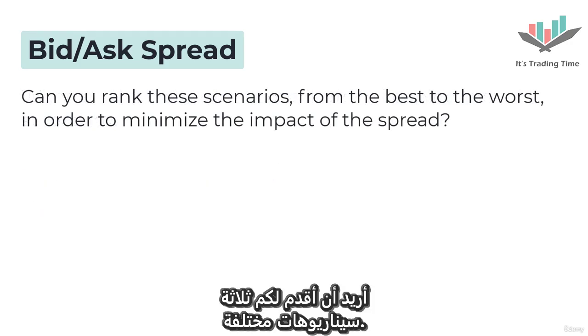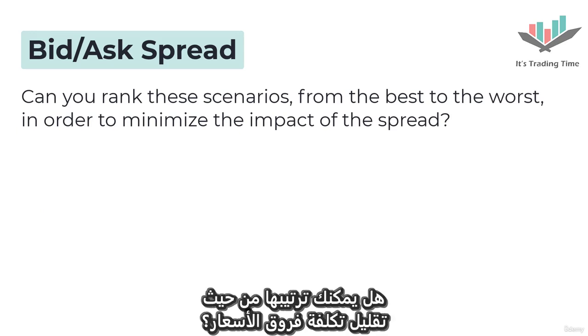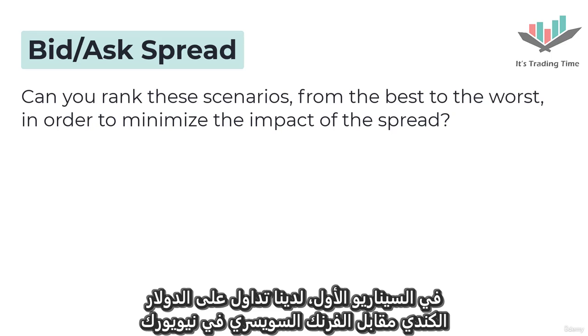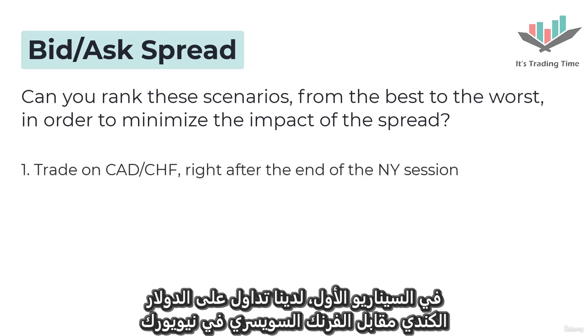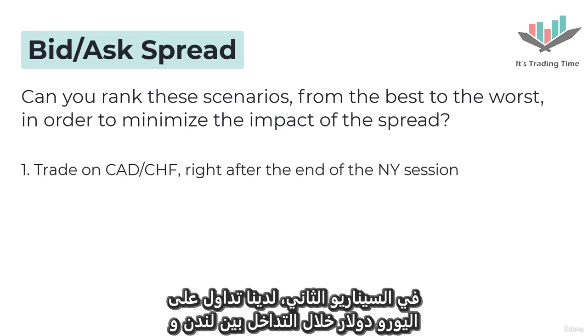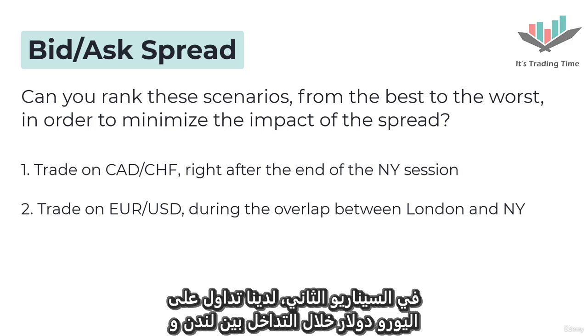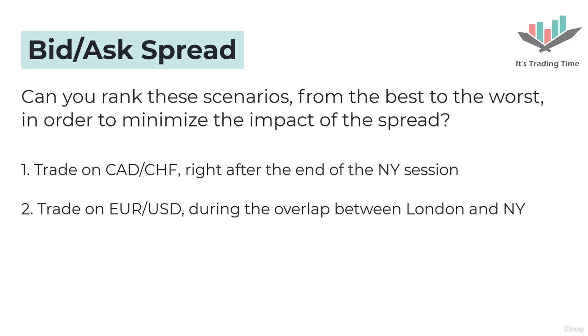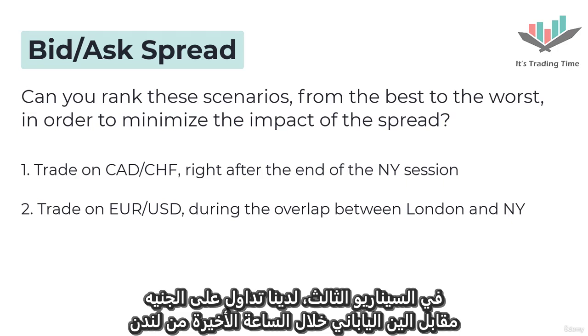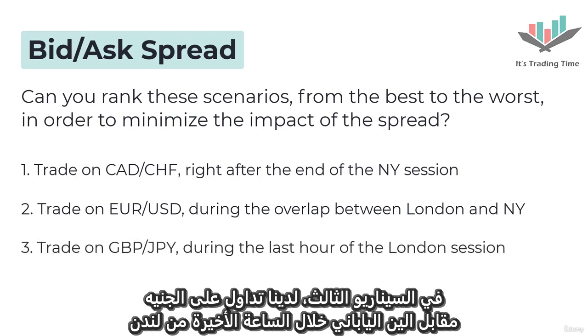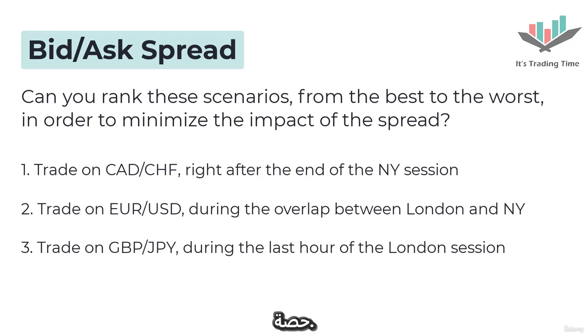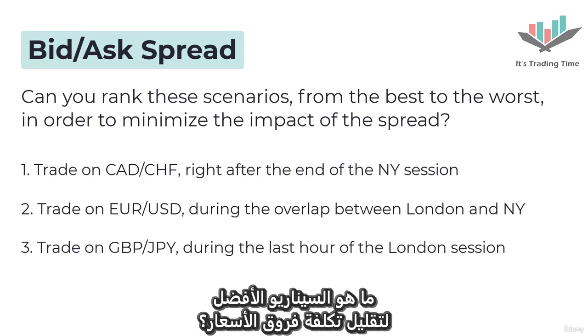I want to offer you three different scenarios. Can you rank them in terms of minimizing the cost of the spread? In the first scenario, we have a trade on Canadian dollar against Swiss franc right when the New York session ends. In the second scenario, we have a trade on euro dollar during the overlap between the London and the New York sessions. In the third scenario, we have a trade on pound against Japanese yen during the last hour of the London session. Which one is the best scenario to minimize the cost of spreads?